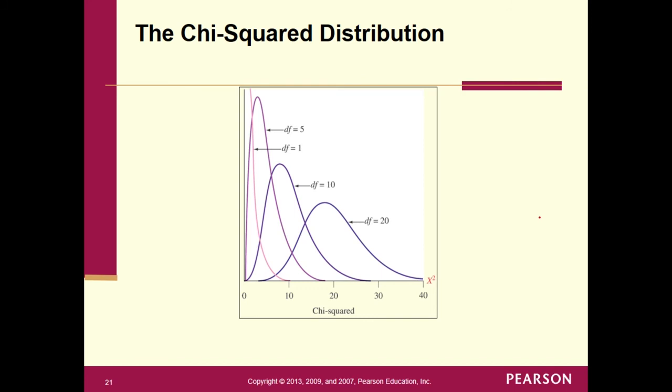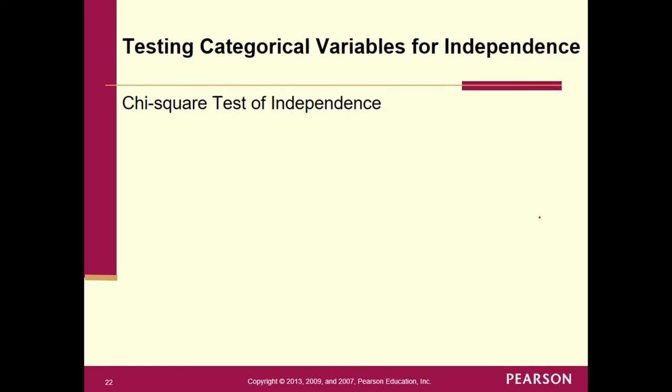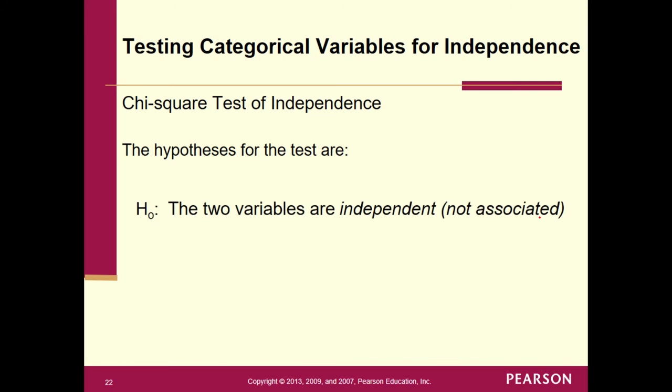That's for more of a theoretical class. All right, the chi-square test of independence. The hypotheses are the following. Here's the good thing about the chi-square test of independence: as long as you know that you're running it, that you're trying to figure out the association between 2 categorical variables, the null and the alternative basically don't change. The null hypothesis is going to be that the 2 variables are independent, not associated.